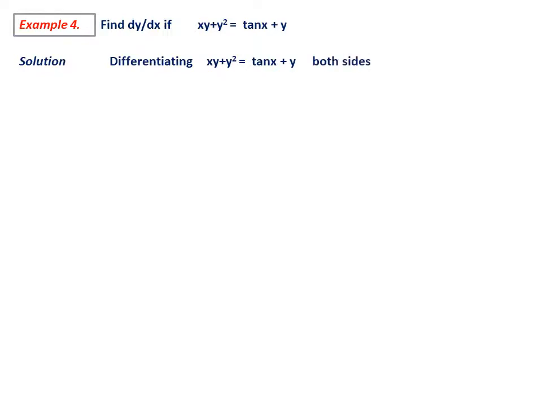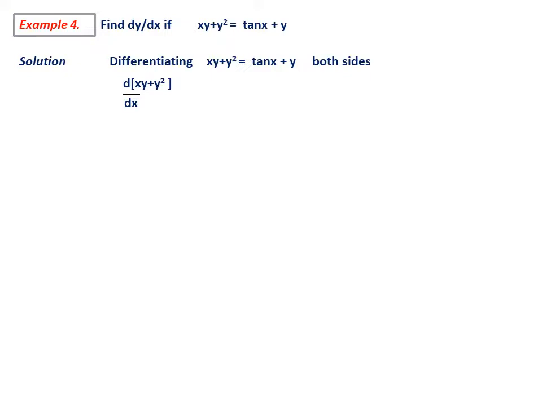Next, example 4. Only a few examples are given. Therefore, I have taken almost all examples. xy plus y square equal to tan of x plus y. Once again, the method is the same. Differentiating both sides with respect to x.